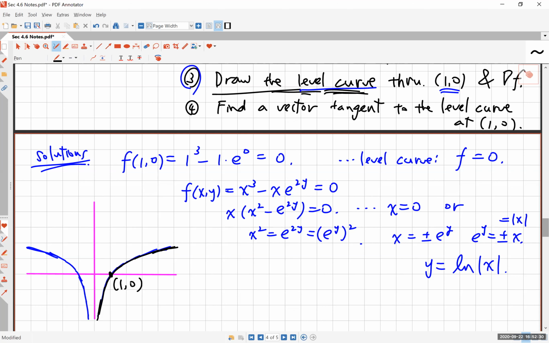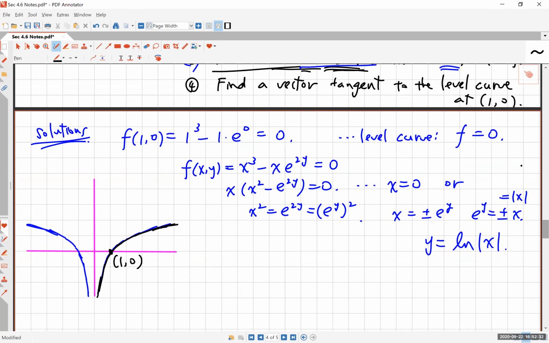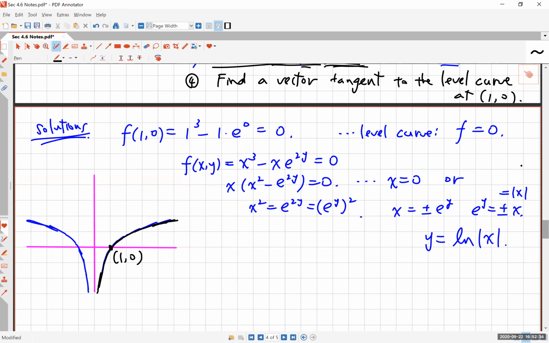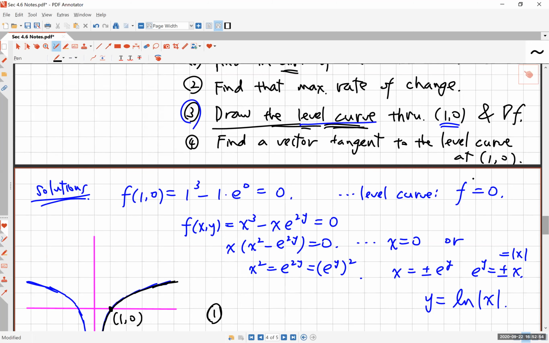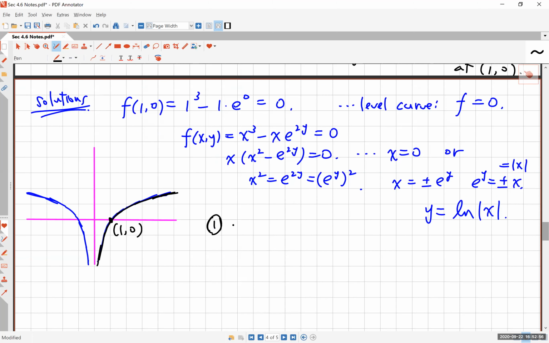Although the level curve where f is equal to 0 does have the other component. So you have a two-component, non-connected graph, and that is the level curve corresponding to f equal to 0. But let's focus on this point here. Part 1 asks to find the direction of the maximum rate of increase. All you have to do is find the gradient.